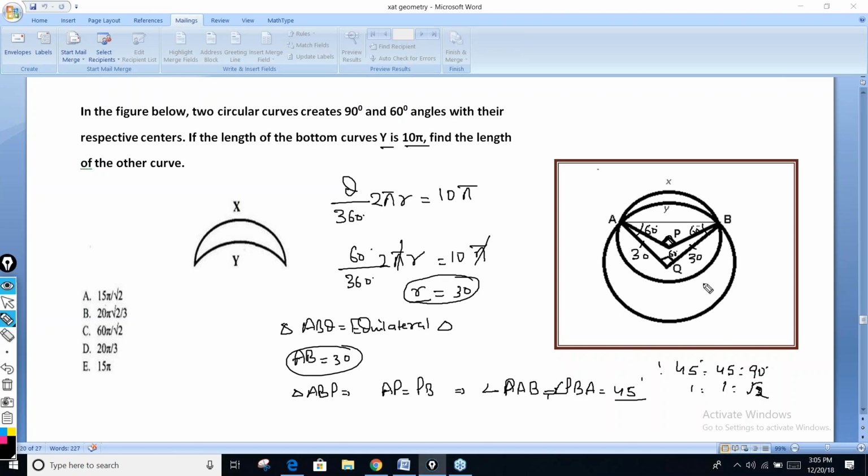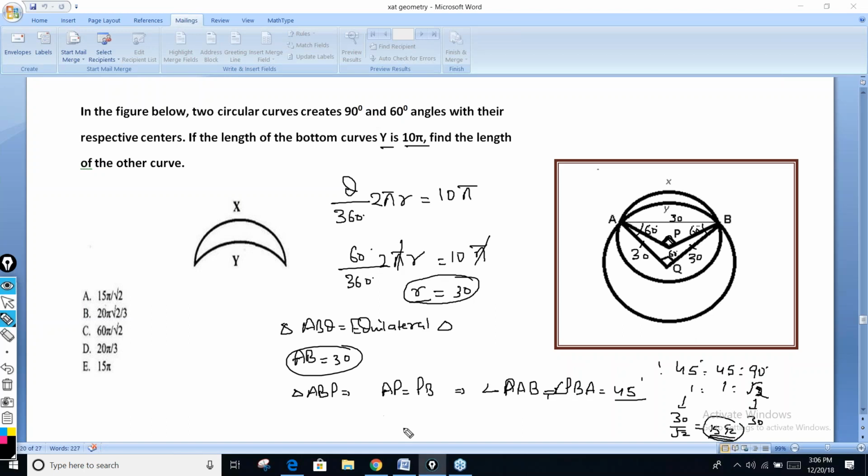Root 2. So here the side we know is 30. So here root 2 denotes 30, so 1 will denote 30 by root 2. 30 by 2 root 2 is 15 root 2. So what do we get to know now? We get to know the radius. The radius is 15 root 2. And if you know the radius, you can find the length of the curve.